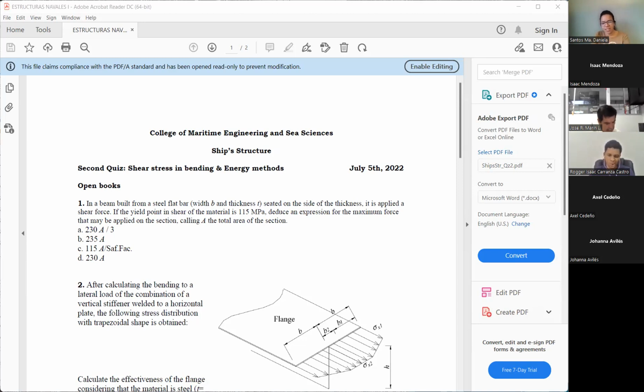I apply the formula for tau allowable, which is equal to tau yielding divided by the safety factor. Then I obtain tau allowable and then solve using the formula of shear force divided by the area, and I obtain the letter C. Yeah, but the problem with that is that we tell you that the shear is the maximum.